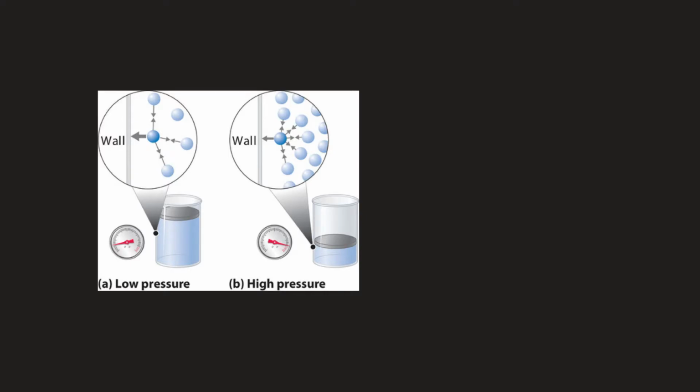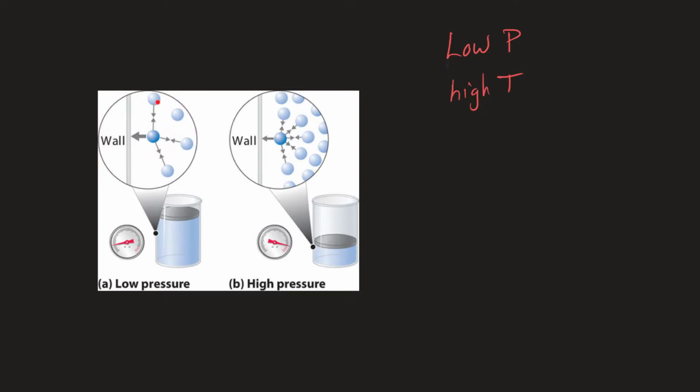Gases behave in an ideal way when the pressure is low and the temperature is high. In this illustration, on the left, you see what's supposed to represent a gas at low pressure.